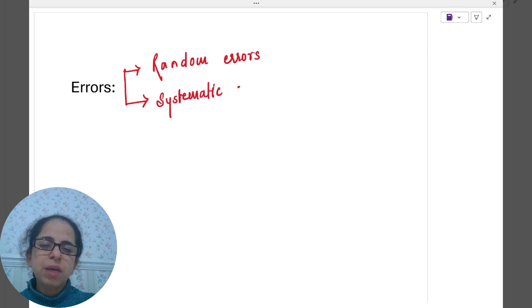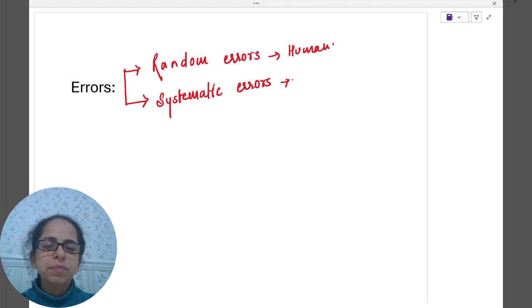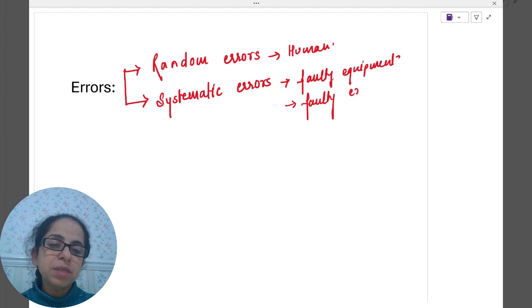I'm going to make your life easy with a shortcut to remember. Random errors are human errors. Humans are responsible for producing these errors. Systematic errors are also human, but not directly. Systematic errors are produced by your faulty equipment, or by a fault in the design of your experiment, a faulty experiment design.